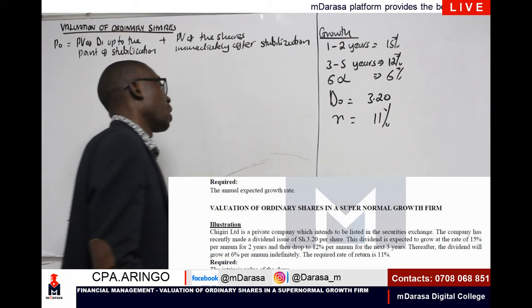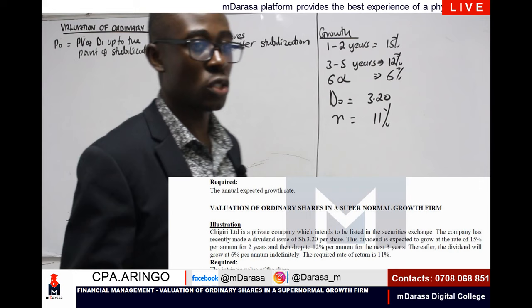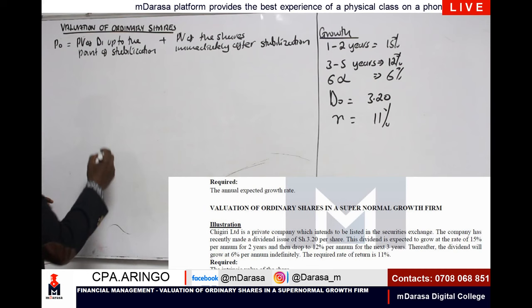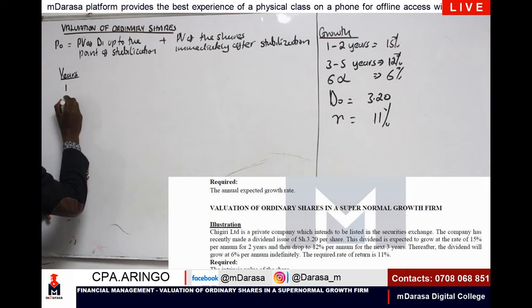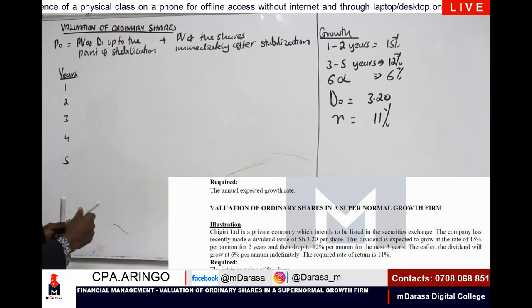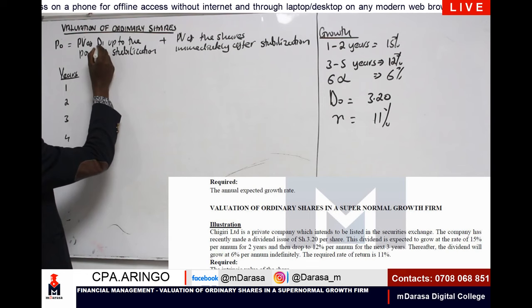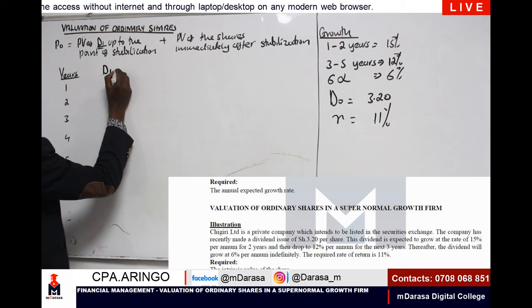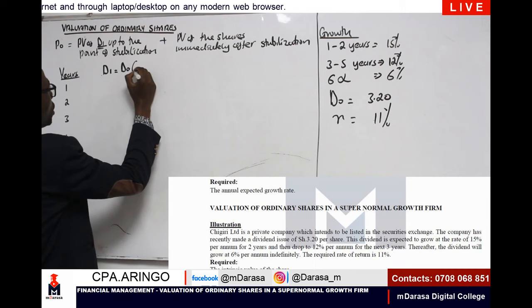So how are we going to prepare our P0 of this supernormal growth firm? The value of these shares, that would be simple. I'm going to have my years here, 1, 2, 3, 4, 5, as per what I was given there. After that, the next item to consider is, what about our expected dividends, D1? Remember, we are talking of D0. D1 is equal to D0 times 1 plus g.